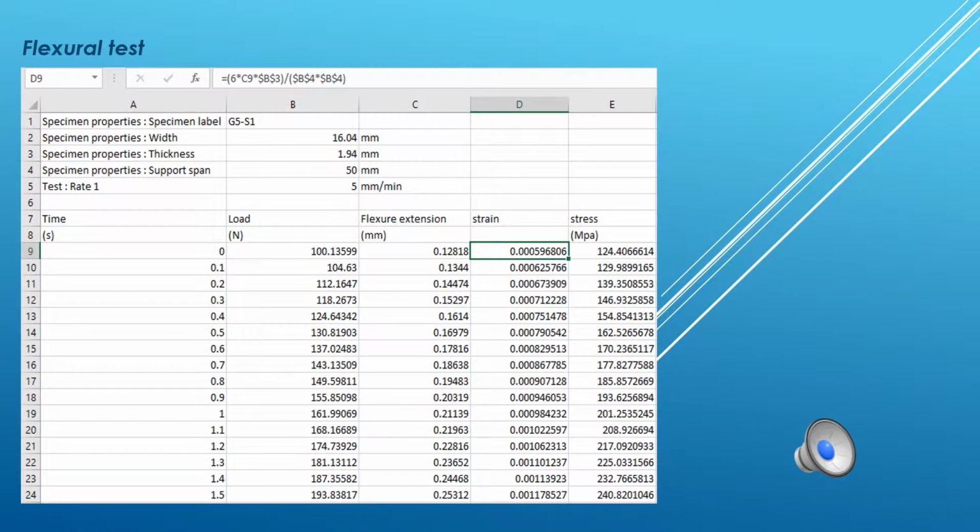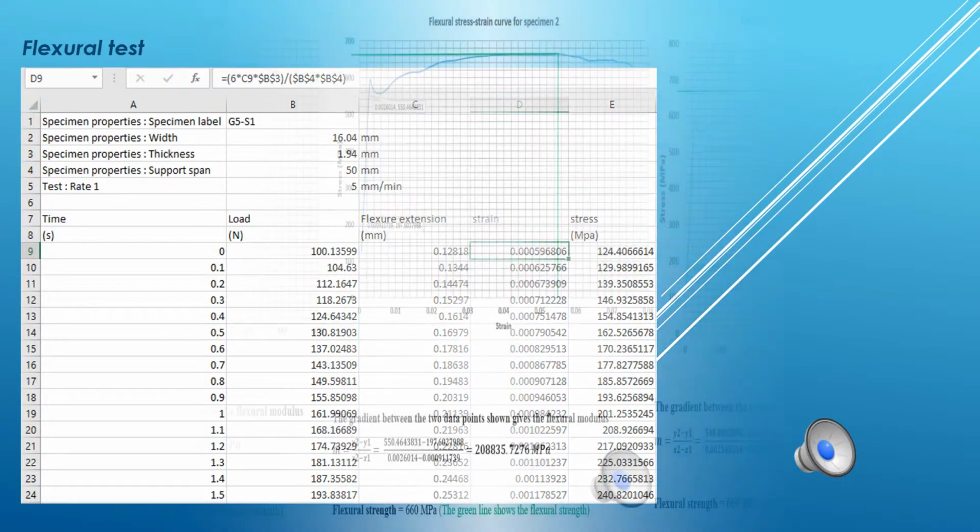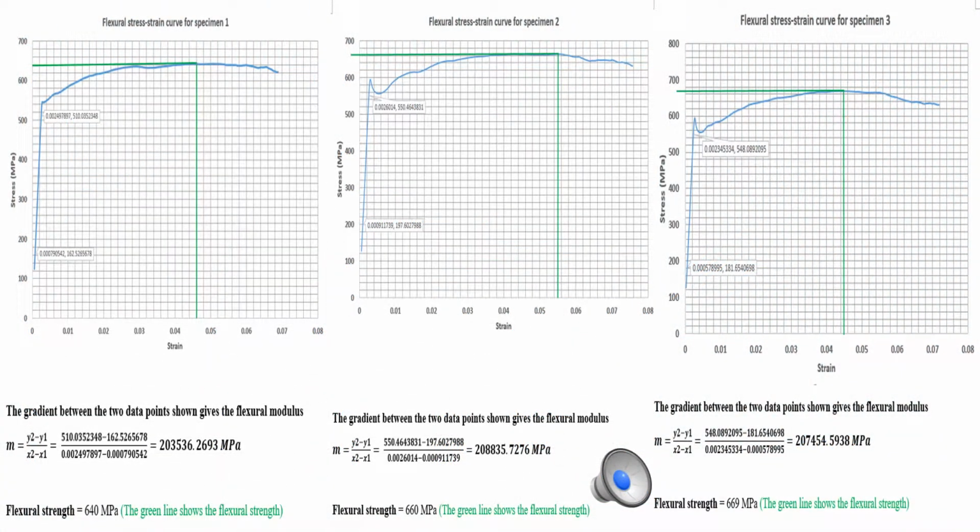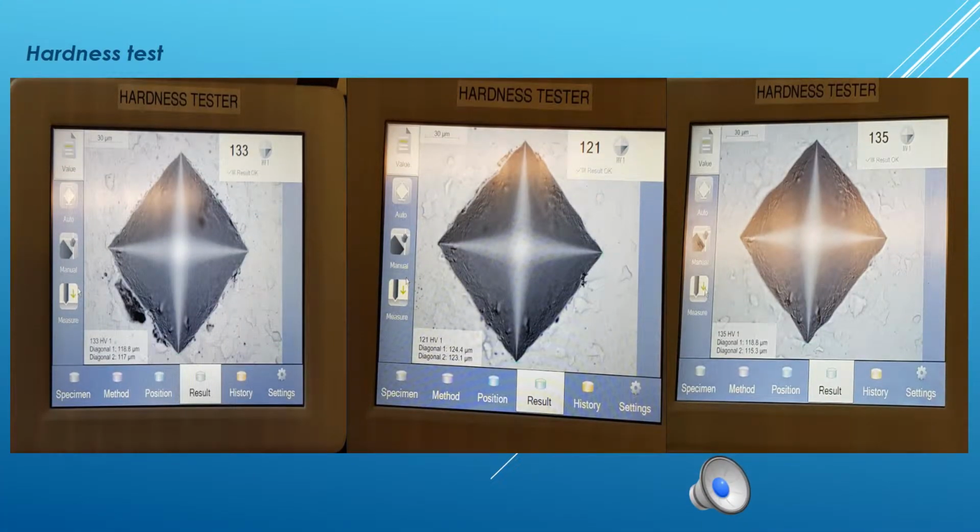The primary outcome for the flexural test was the data of the load and flexural extension plus the sample dimensions, in which the stress and strain was calculated in order to plot the curves for the sample specimens. The secondary outcome for the flexural test was the stress strain curves and the values for the flexural modulus and the flexural strength where it was calculated. The outcome for the hardness test consists of 3 trials where 3 hardness values were found.